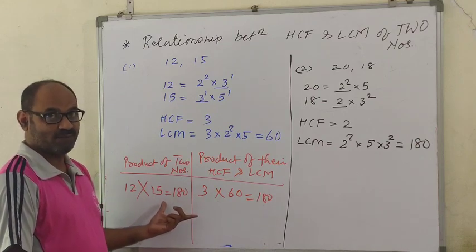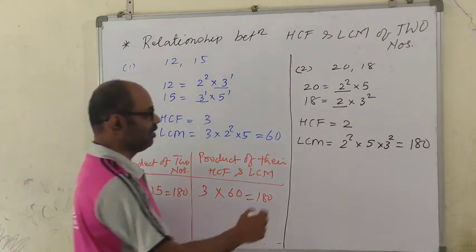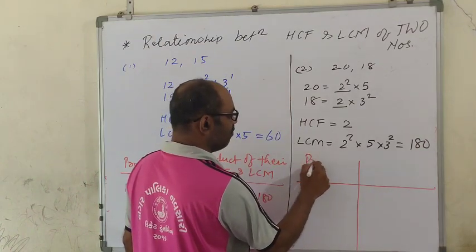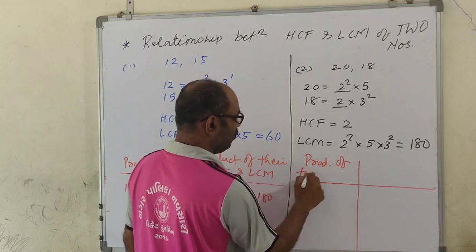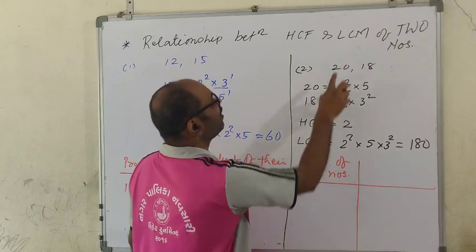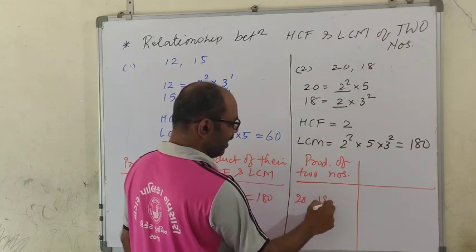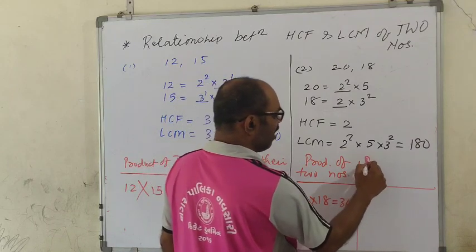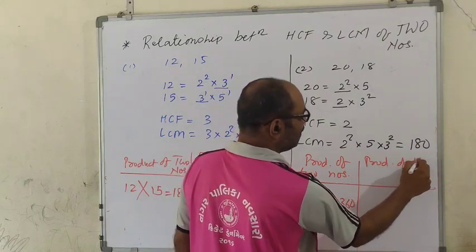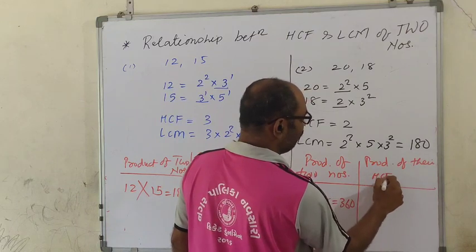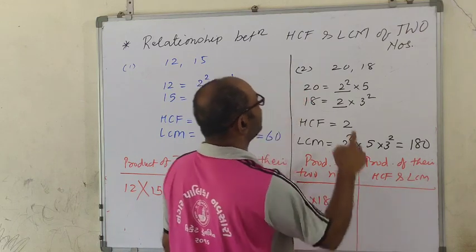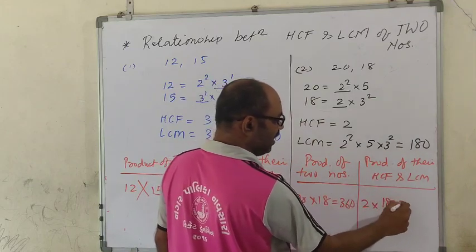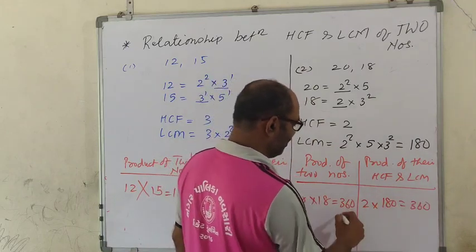Maybe by fluke we got it for this. Let's try for the other example as well. Right? Product of two numbers. Which are the two numbers? 20 and 18. So what is the product? 18 twos are 36 and 0, that is 360. Now let's find out product of their HCF and LCM. What is the HCF? 2. And what is the LCM? 180. 18 twos are 36 and 0, that is 360.